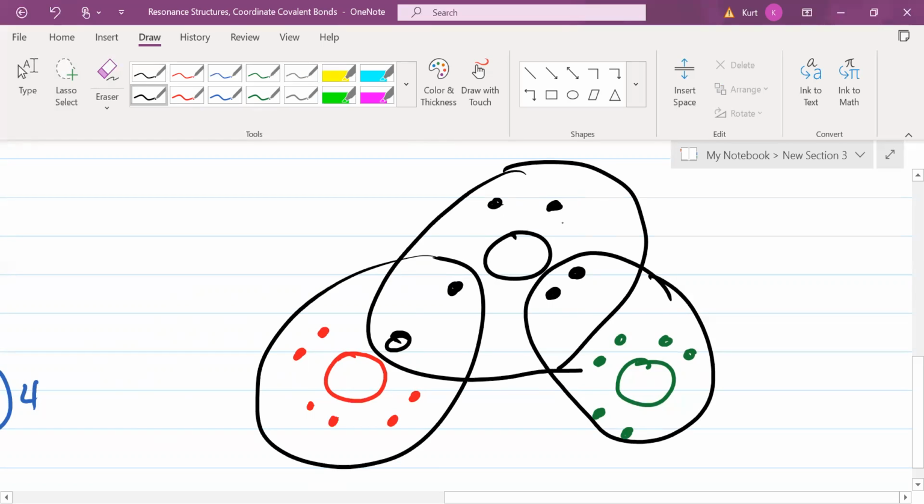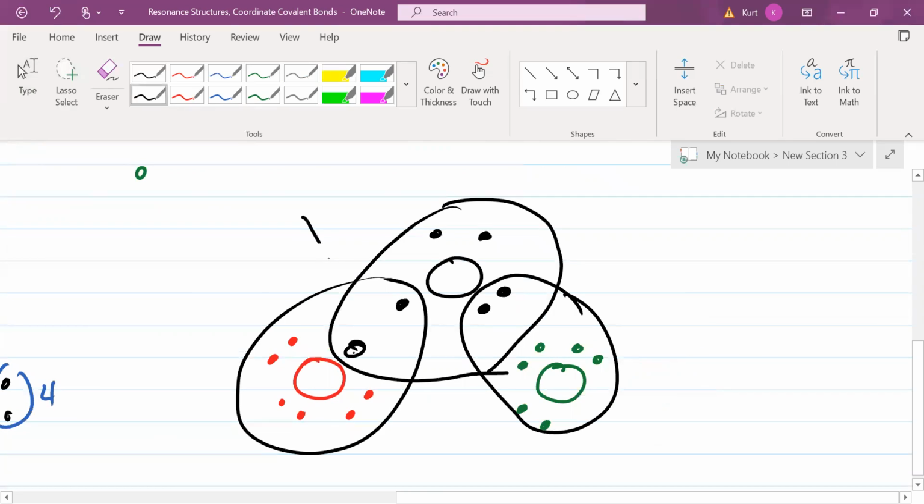So the black oxygen originally had 1, 2, 3, 4, 5, 6. Here's what happened. And this can be really confusing. This is going to be a shock to your system. I will be patient with you. Don't worry about that. This guy right here is called a coordinate covalent bond. The coordinate part means I've got you covered.